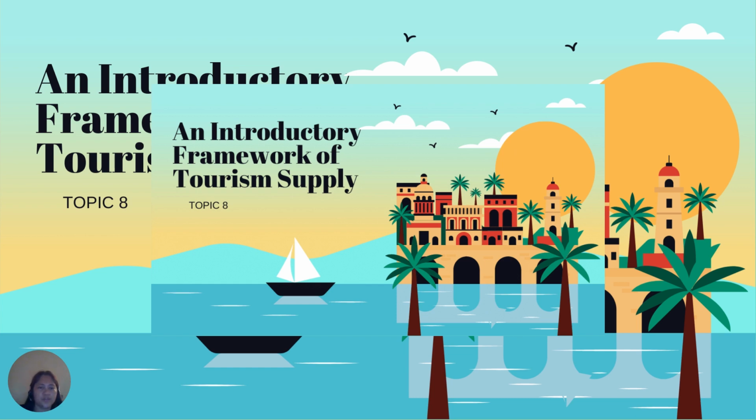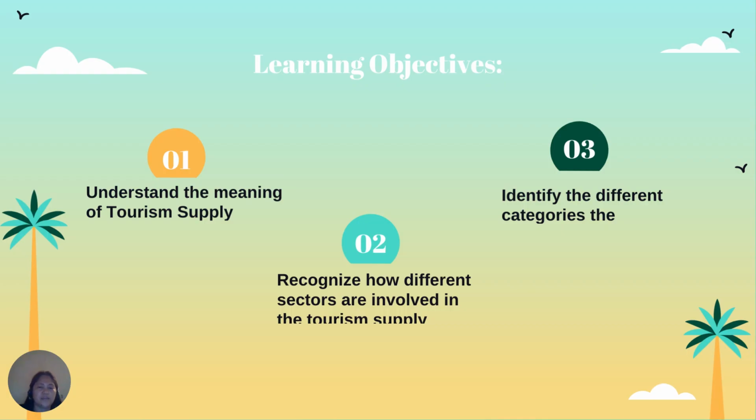Let me just welcome you to this new topic, Topic 8, which is all about the introductory framework of tourism supply. For this, we have the learning objectives: to understand the meaning of tourism supply, to identify the different categories and tourism supply components, and of course, to recognize the different sectors that are involved in tourism supply. So, in this class, we will talk about the different supply and what are those factors that affect supply and even the components of its supply.